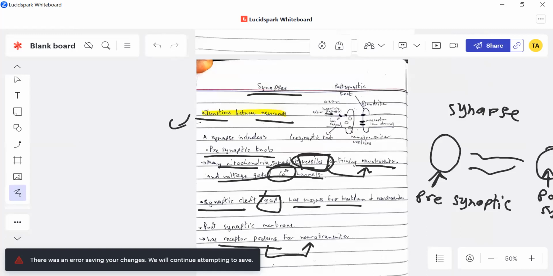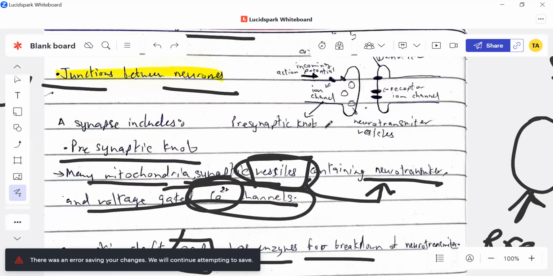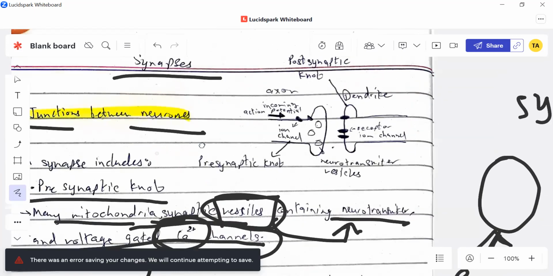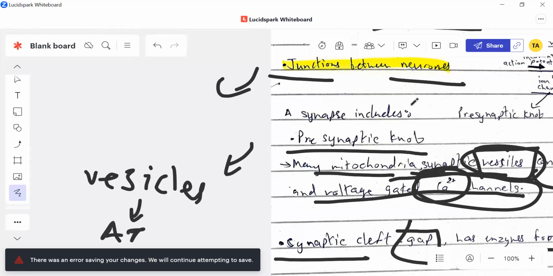So let me just zoom in and focus right here. This is a synapse. You can see this is the presynaptic knob. The presynaptic knob contains three main things: the voltage gated calcium ion channels, vesicles that have neurotransmitters, and finally, mitochondria. Why does the presynaptic knob have mitochondria? Because remember, whenever you have vesicles, vesicle movement requires energy.